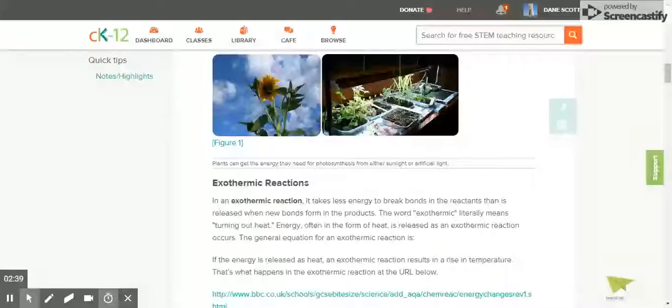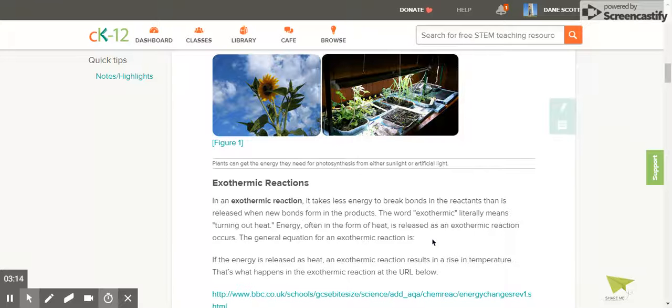Exothermic reactions. In an exothermic reaction, it takes less energy to break bonds in the reactants than is released when new bonds form in the products. The word exothermic literally means turning out heat. Energy, often in the form of heat, is released as an exothermic reaction occurs. The general equation for an exothermic reaction is not found here. The energy is released as heat. An exothermic reaction results in a rise in temperature. That's what happens in an exothermic reaction at the URL below.